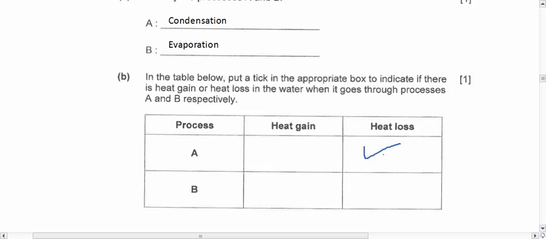So A will be heat loss, and B, evaporation, heat gain. Alright.